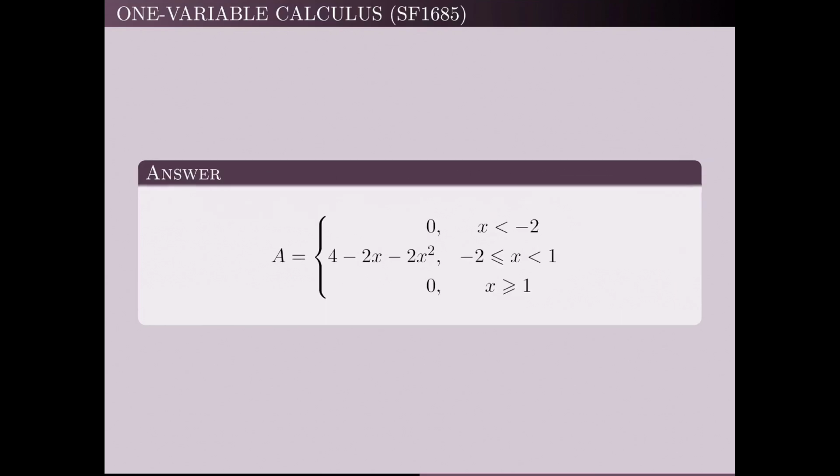If you do your calculations correctly, the final answer to the problem is a equals 0 if x is less than -2. It is equal to 4 - 2x - 2x² if -2 is less than or equal to x and it is less than 1. And finally, it is again 0 if x is greater than or equal to 1. If this is not the final answer you got, pause the video again and give it a second try.